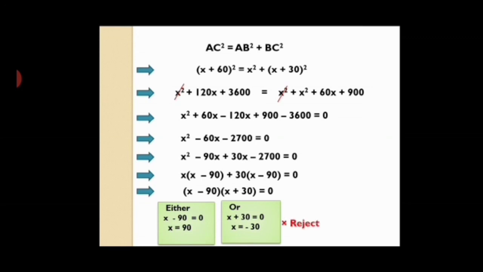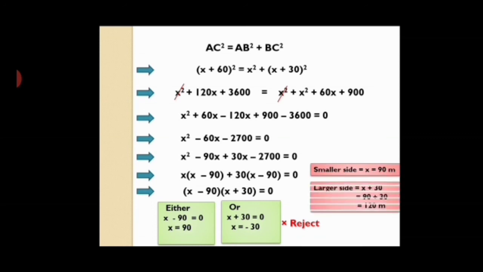We will reject the solution x equals minus 30, student, because x is the value of the shorter side and a side cannot be negative. So the shorter side is 90 meters and the longer side will be x plus 30. It means 90 plus 30, which is equal to 120 meters.